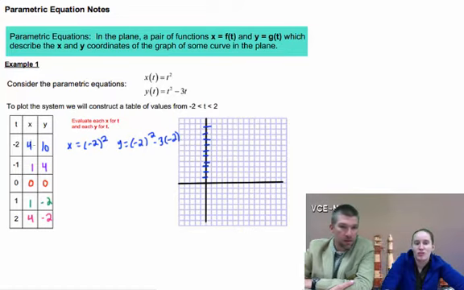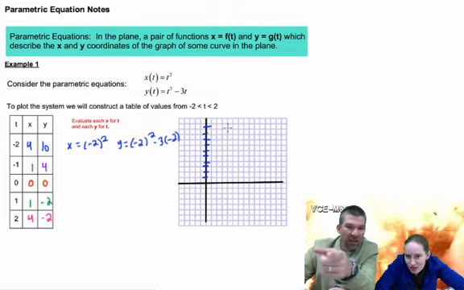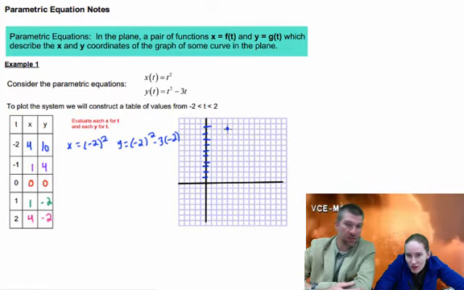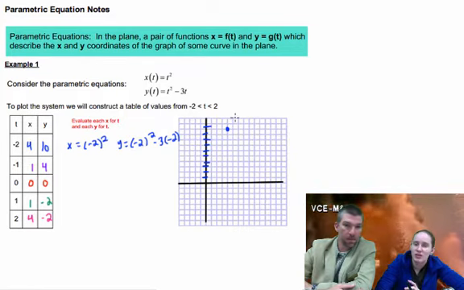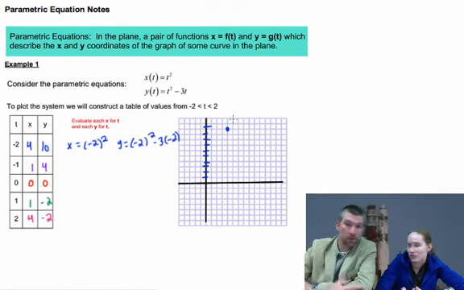Excellent. Okay, so when I plot this first point, 4, 10, I need to go right 4 and then up to 10. One thing you can do here, because if we just plot that point, we have no reference for t, you can just put out to the side here, t equals -2.